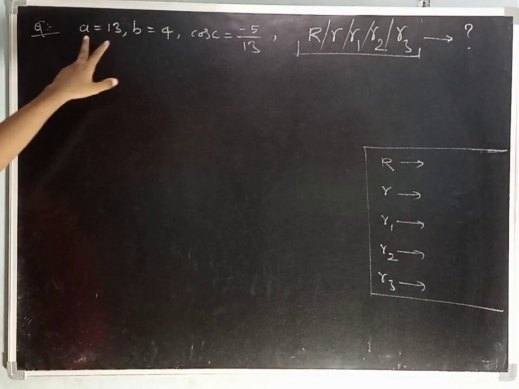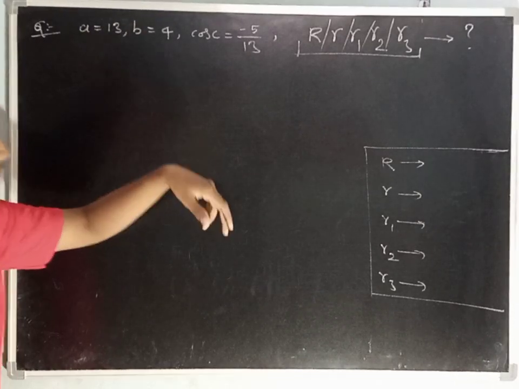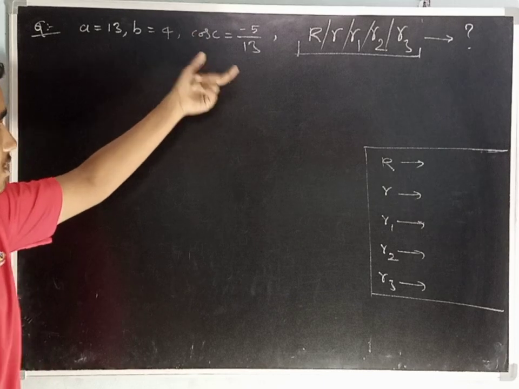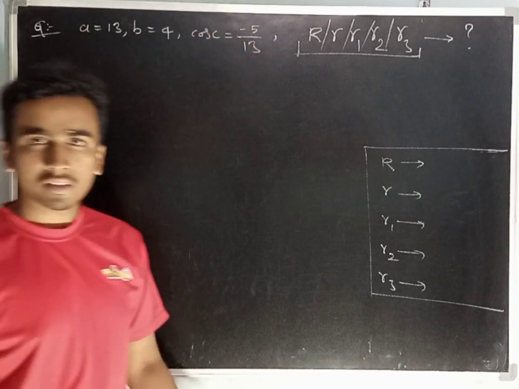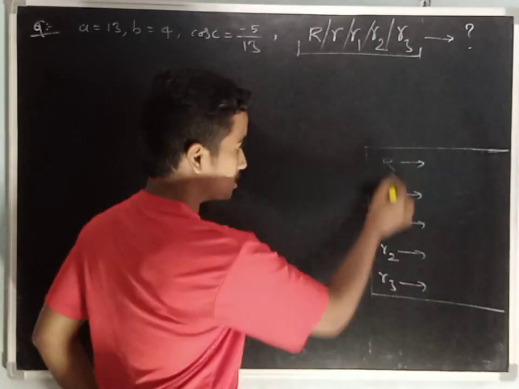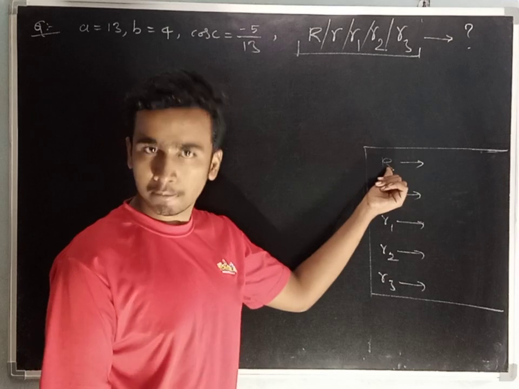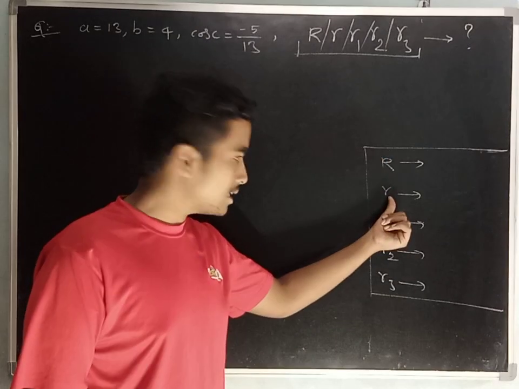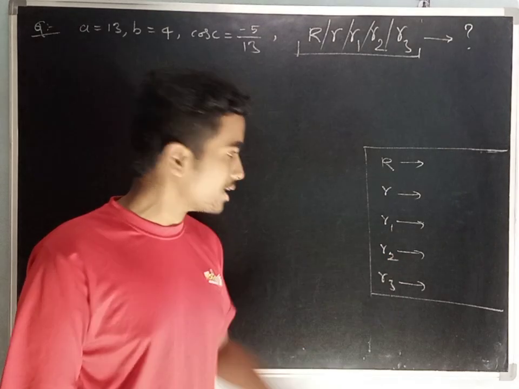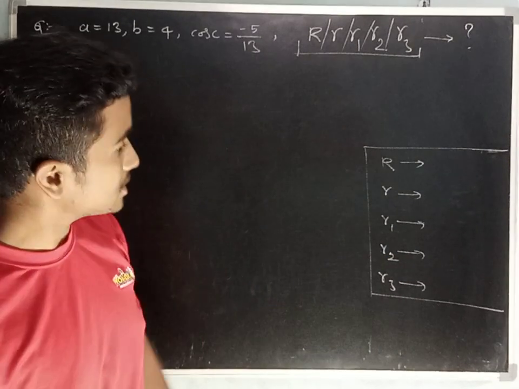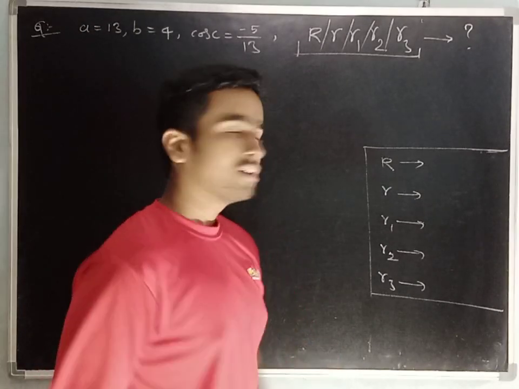Here the question has given us that A is equal to 13, B is equal to 14 and cos C. He has given a trigonometric ratio value: cos C is equal to minus 5 by 13. Right? And he is asking us to find the value of all these parameters: radius of the circumcircle capital R, radius of the incircle small r, radius of the excircles R1, R2 and R3. Okay, let's proceed.